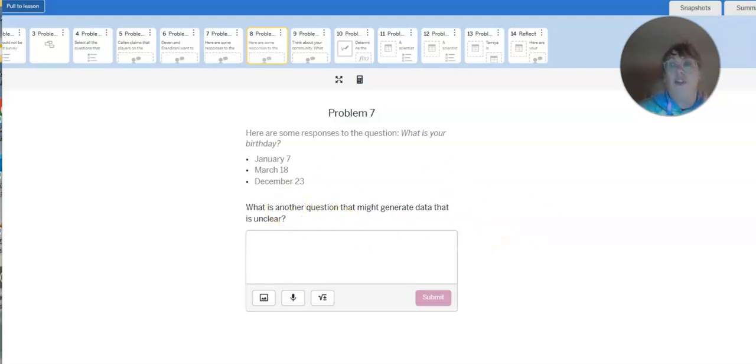What is another question that could generate data that is unclear? So something that we saw in the first slide is like, what is your area code or your zip code, right? It's a number, but it's also a category. Or what's your favorite number, right? You would get a number answer, but we're not counting or measuring something. We're looking at a category of your favorite number. So some of those data questions can be a little unclear.